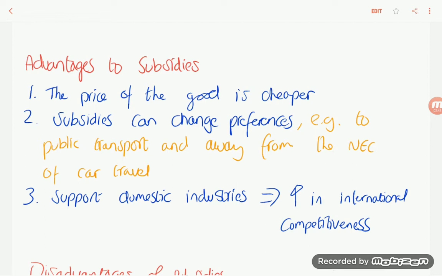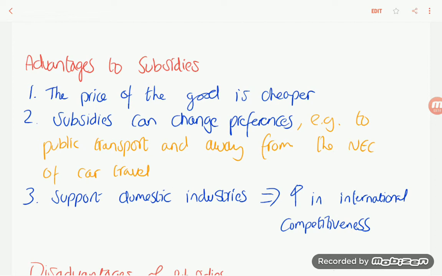Subsidies can change preferences. Producers will supply goods with positive externalities, and consumers will consume them and receive the benefits from them. Also, making a merit good cheaper by the presence of a subsidy makes it more affordable and increases demand for it. The positive externalities are still present.